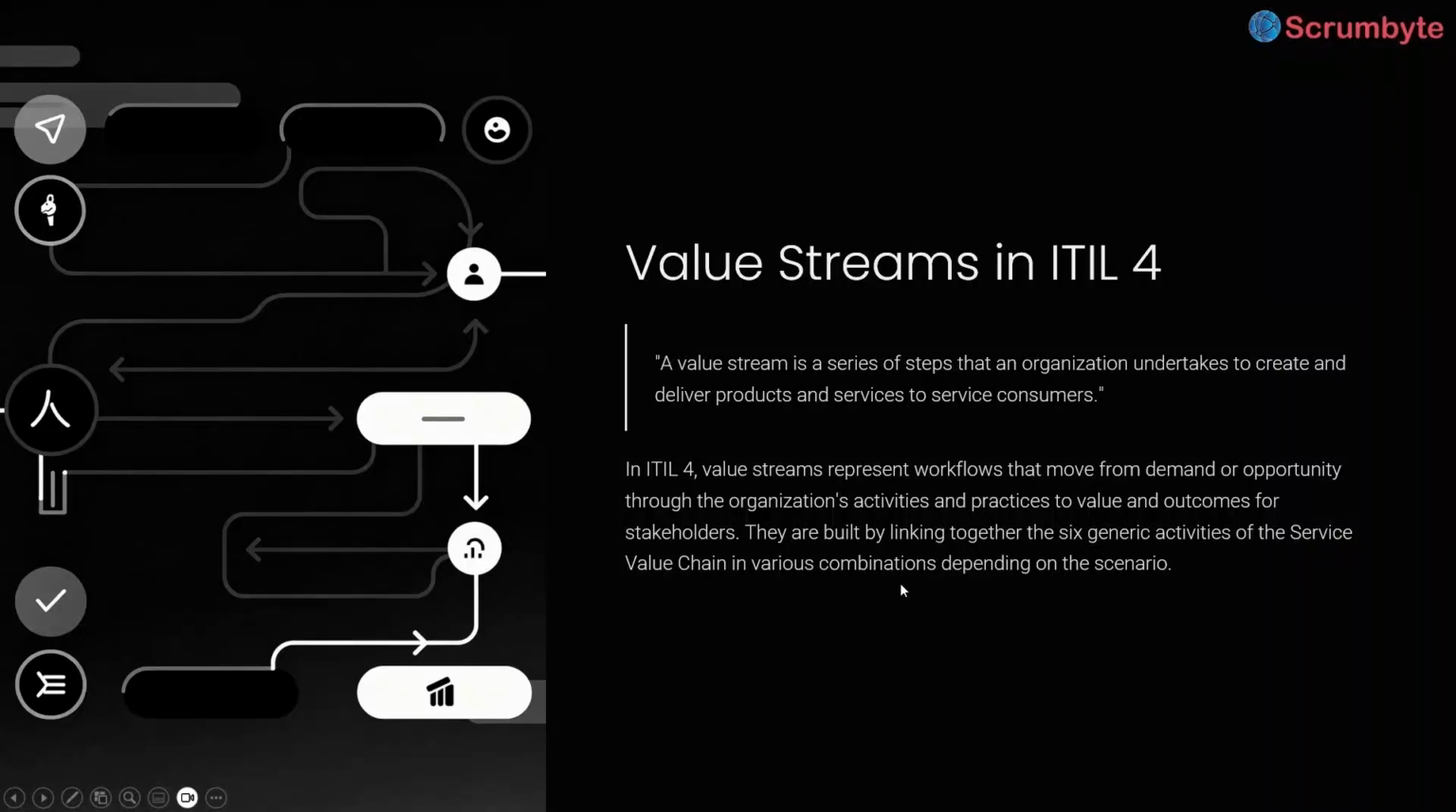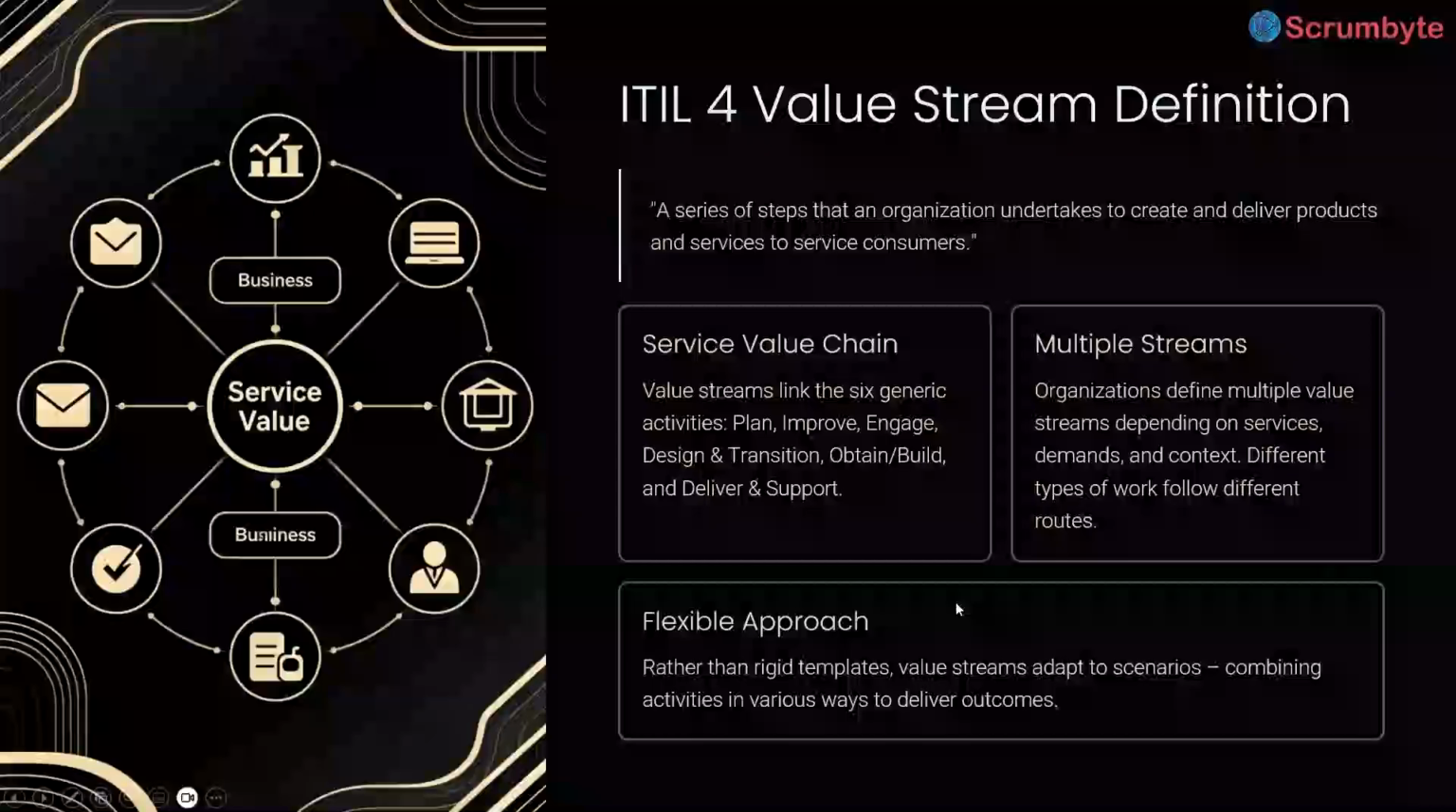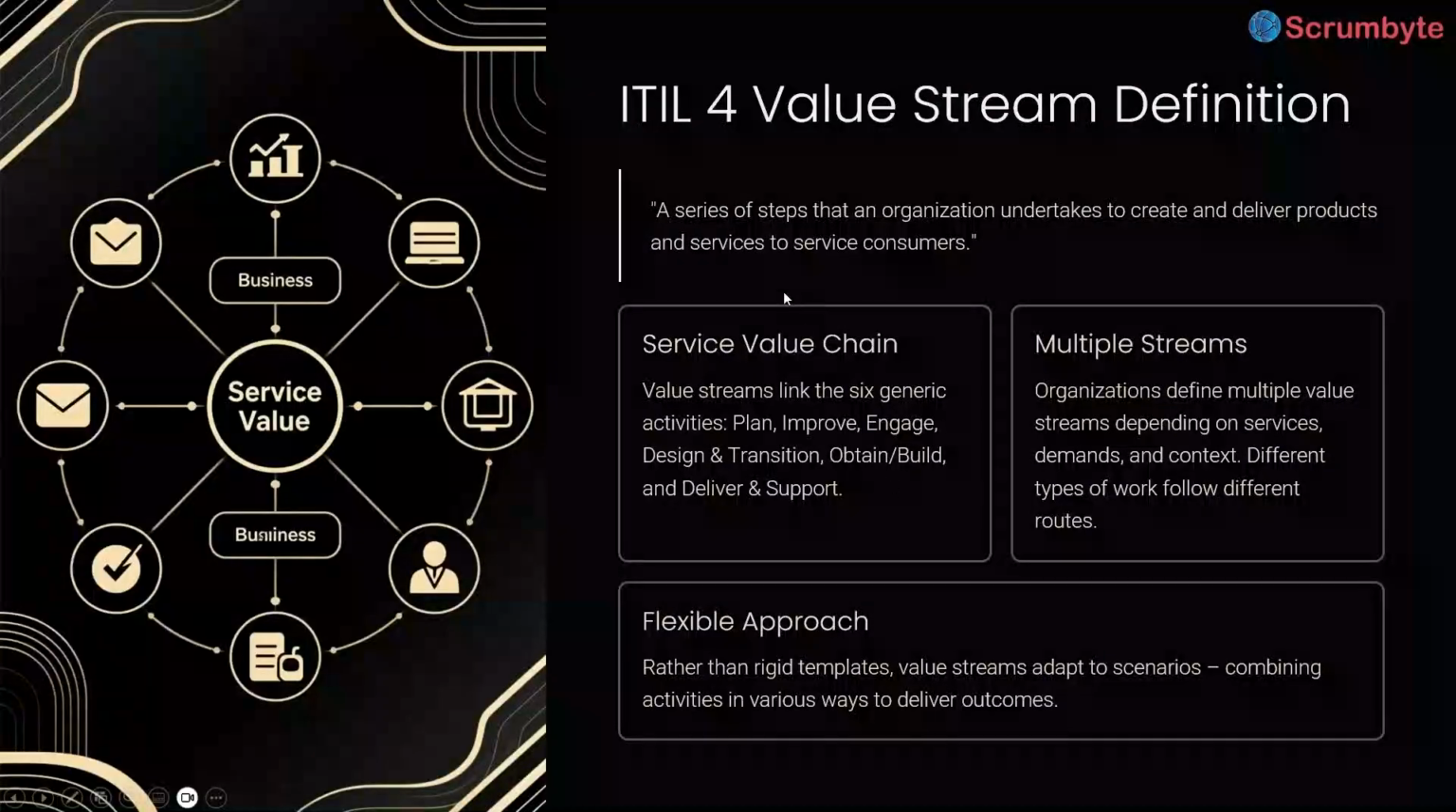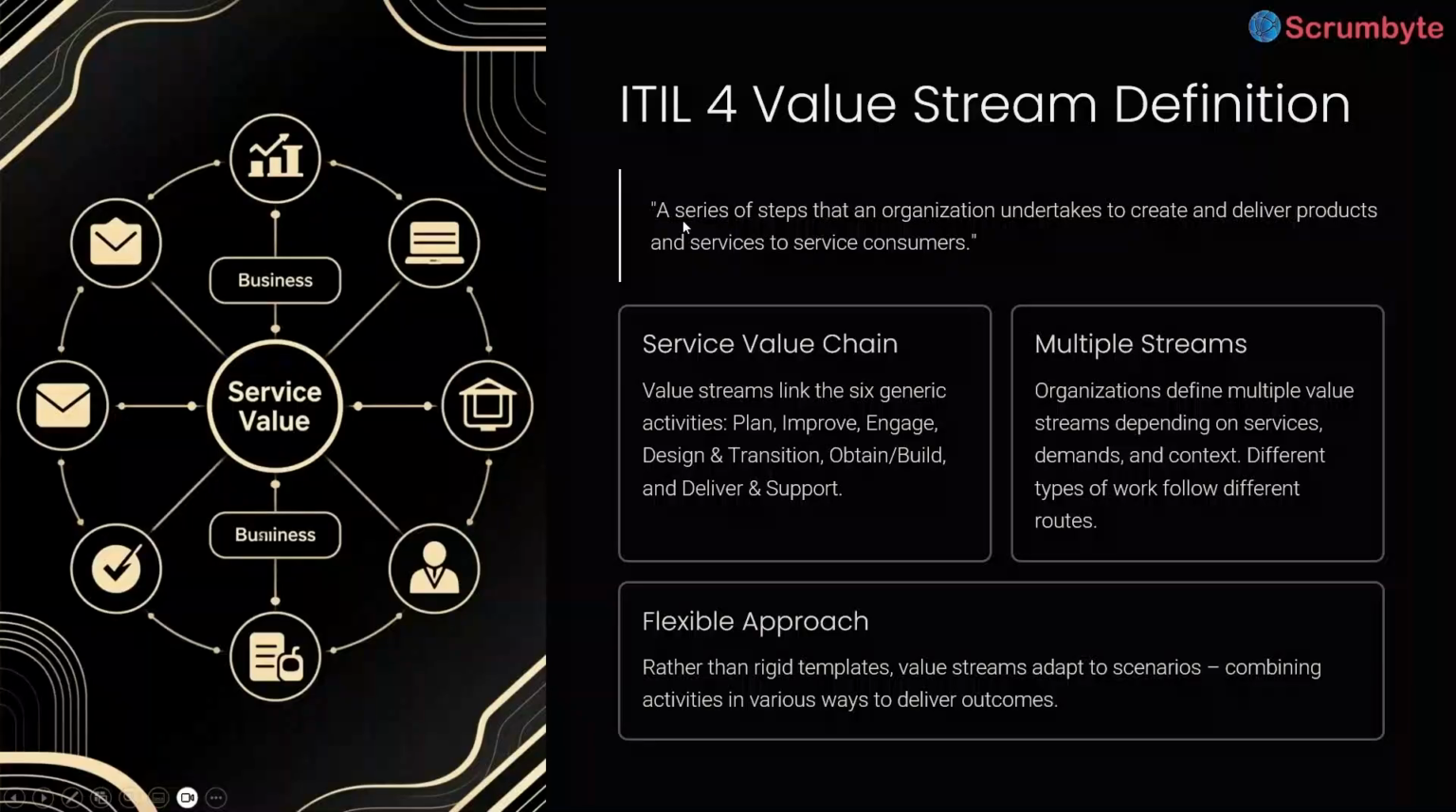There are 6 generic activities in this service value chain. We don't call it just value chain; value streams are also called value chains. In different combinations, they are called the service value chain, SVC. So we'll see what that is. We already talked about it: a series of steps that an organization undertakes to create and deliver products and services to customers. That's the definition.